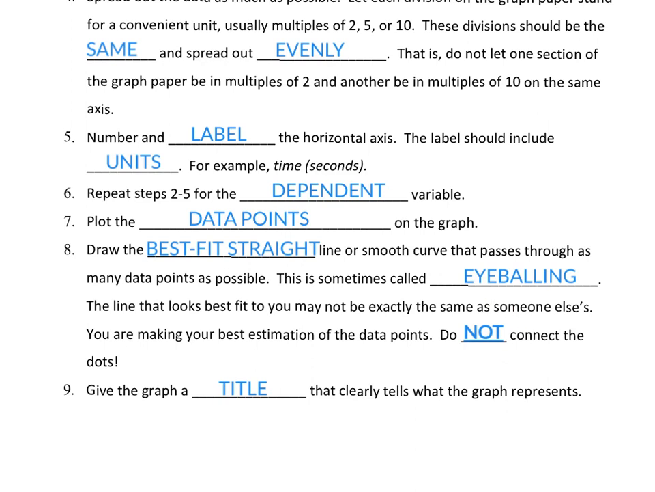We are definitely going to practice drawing best fit lines on our graphs because that's something you're going to see come up in almost every chapter that we do. And then finally, your last step is to give your graph a title that clearly tells what the graph represents. If you're not sure what that would be, it's always a safe bet to say y versus x. And don't simply put the letters y and x in there. You want to substitute those with what is actually plotted on the y and x axis.